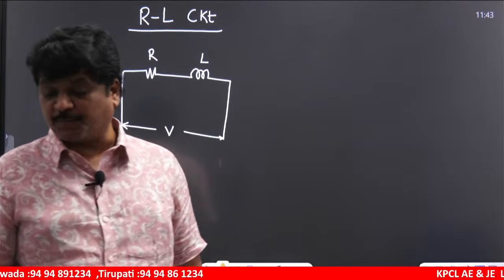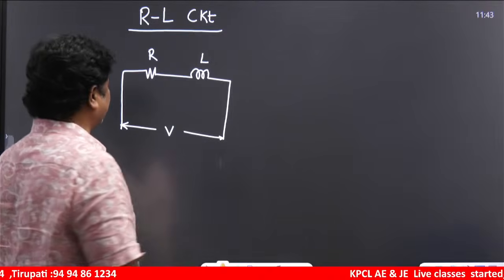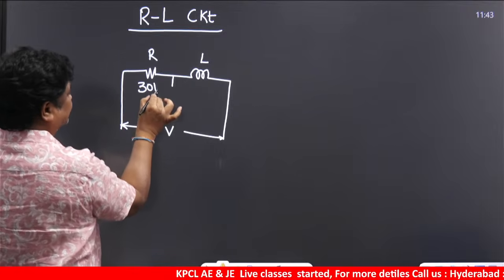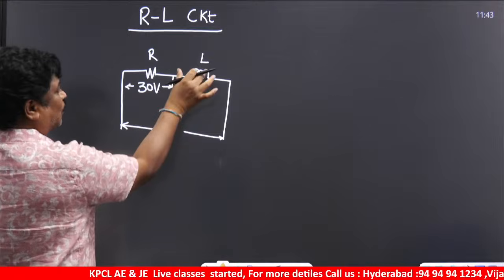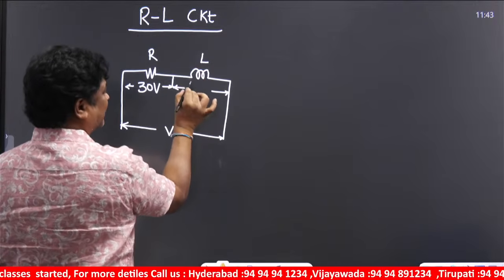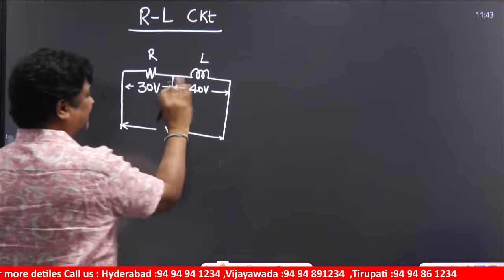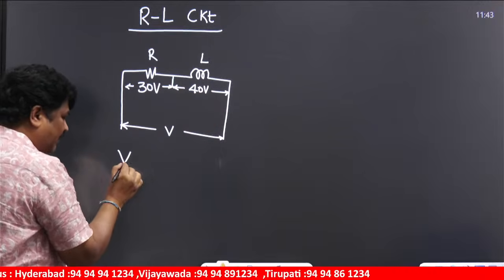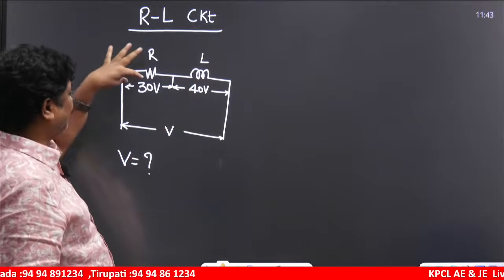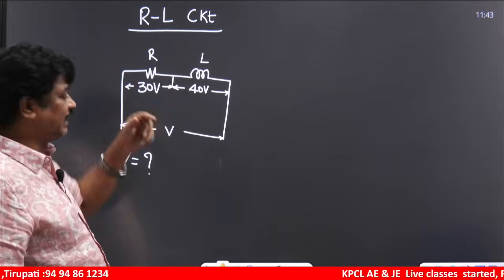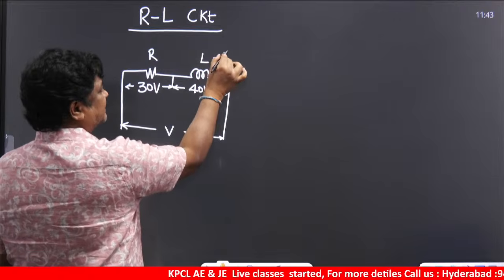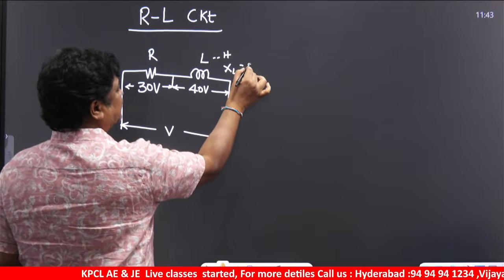Now, I have a small question for you. The voltage across this resistor is 30 volts. Voltage across this inductor is, suppose, 40 volts. It is 30 volts, it is 40 volts. What is the total voltage V? These two are connected in series. VR is 30, VL is 40. What is the total voltage V? Generally, L is written in henries, XL is written in ohms.